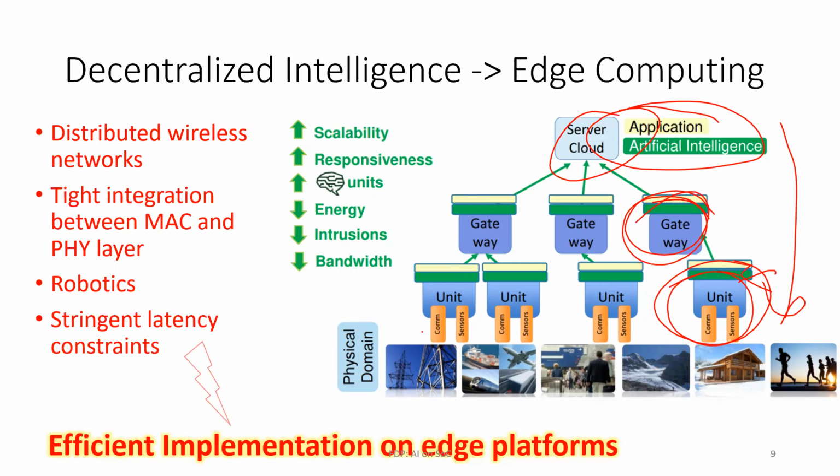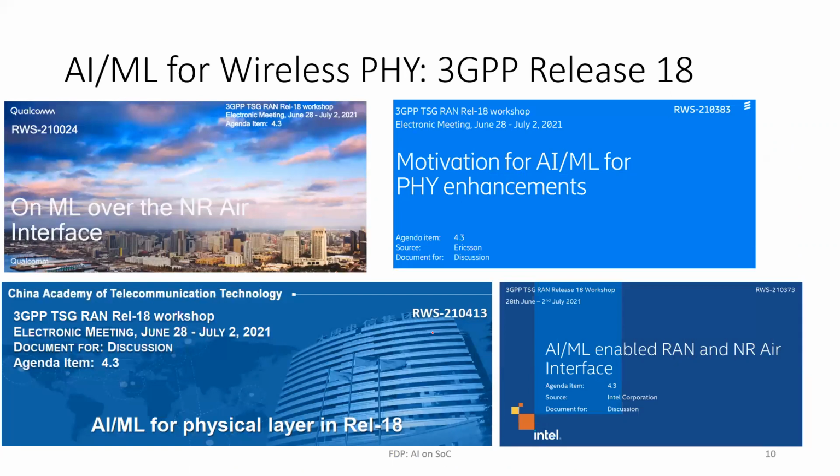Along with these IoT networks, even in wireless communication there is significant discussion going on about how to use AI algorithms in the wireless physical layer. These are some slide snapshots I took in one of the meetings. The 3GPP meeting happened in July 2021. 3GPP is the standards body which developed the standards for 4G, 5G, and even 6G. In 3GPP Release 18, you can see that multiple companies, Qualcomm, China Academy of Telecommunication Technology, Intel, Ericsson, were there.